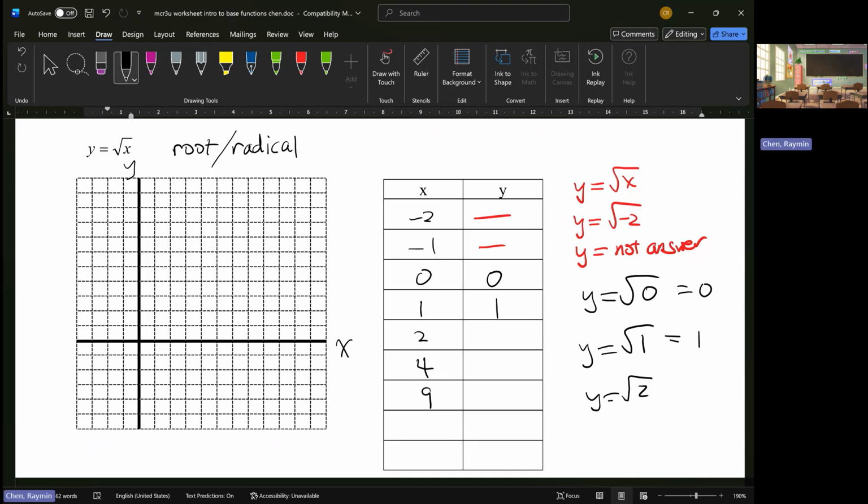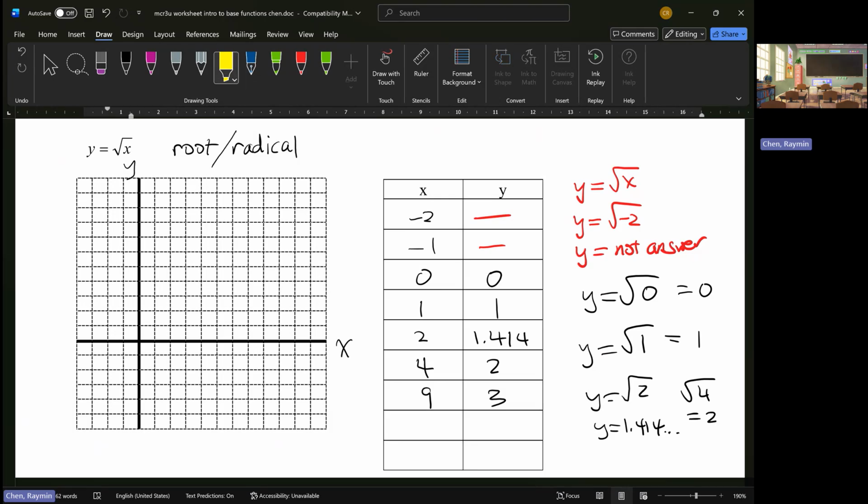So the square root of 2, when you use your calculator, is an irrational number, 1.414. So it exists, but it's not easy to plot. But now you understand the square root of 4 is 2. The square root of 9 is 3.